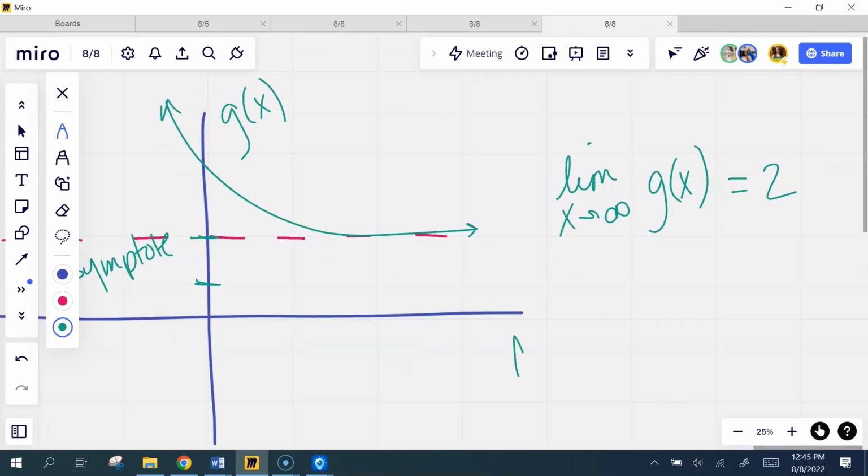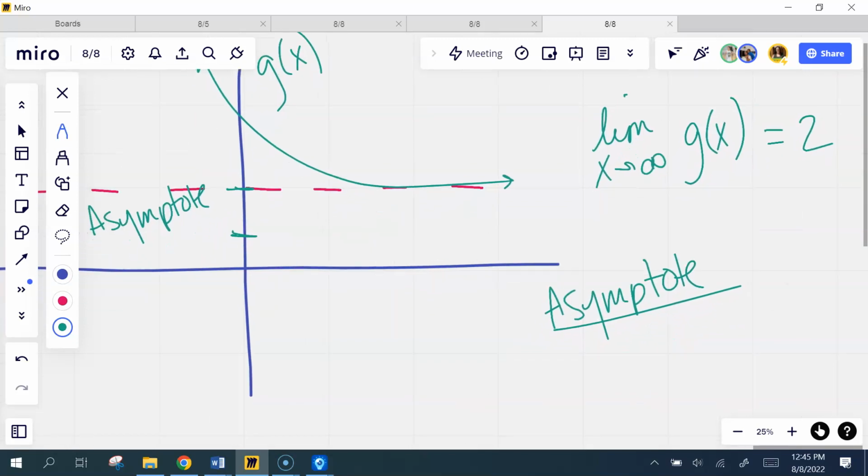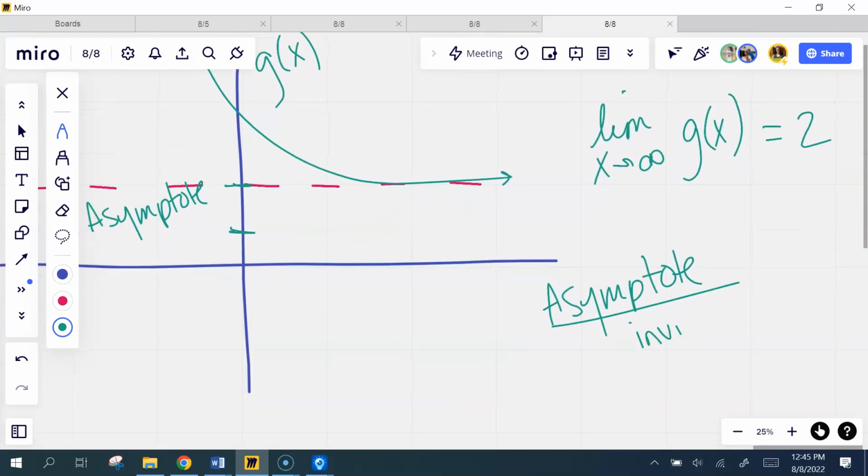You're exactly right. An asymptote is this invisible boundary. It's not actually a part of the graph, so I say invisible, but it bounds the graph just the same. So your graph is not going to cross that asymptote.